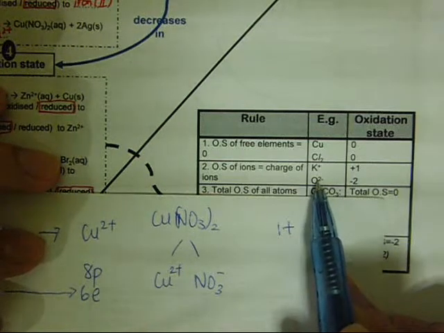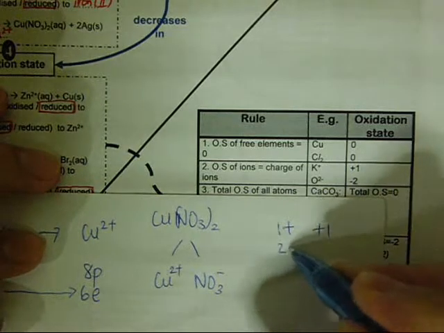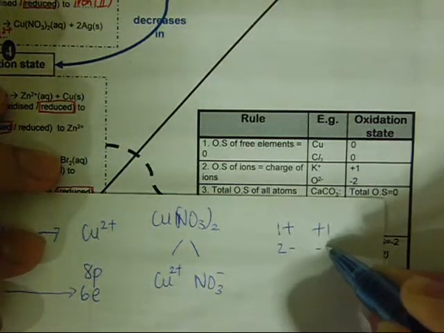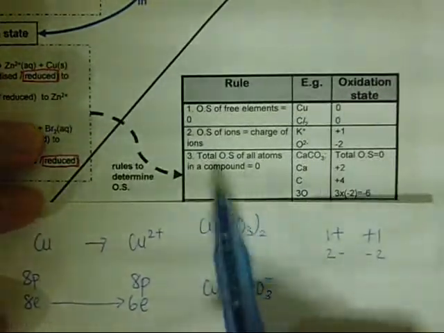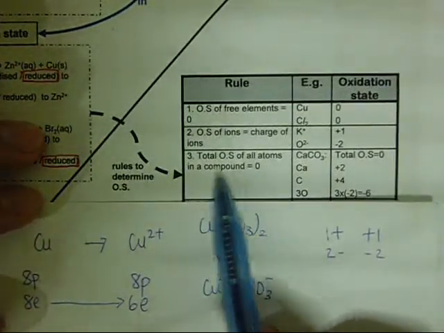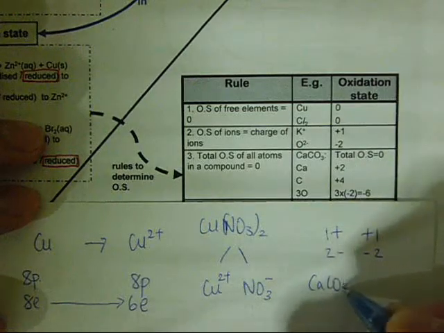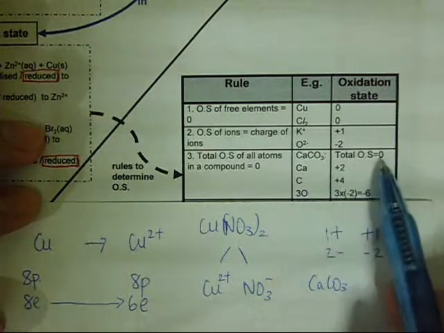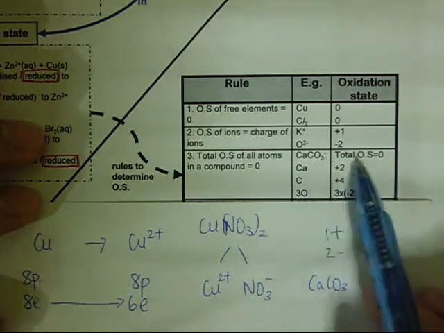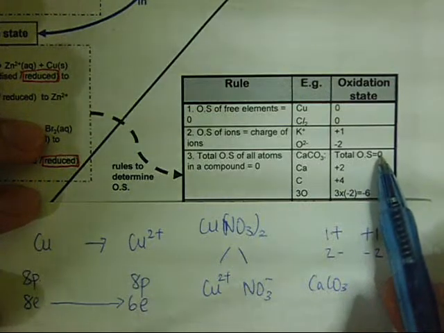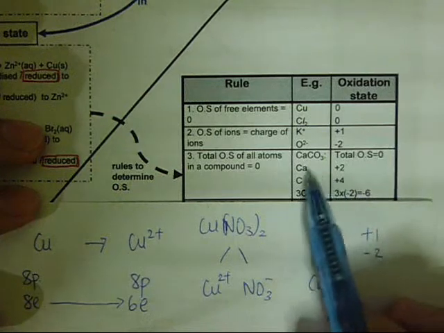Likewise for oxide ion, O2 minus is oxide ion. The charge is 2 minus, so the oxidation state is -2. Let's look at the next one. Total oxidation state of all atoms in a compound is 0. So if I have CaCO3 like this, the total oxidation state for the Ca, for the C, for the O3 should be 0. Okay, and then each one of them you can find out the oxidation state.